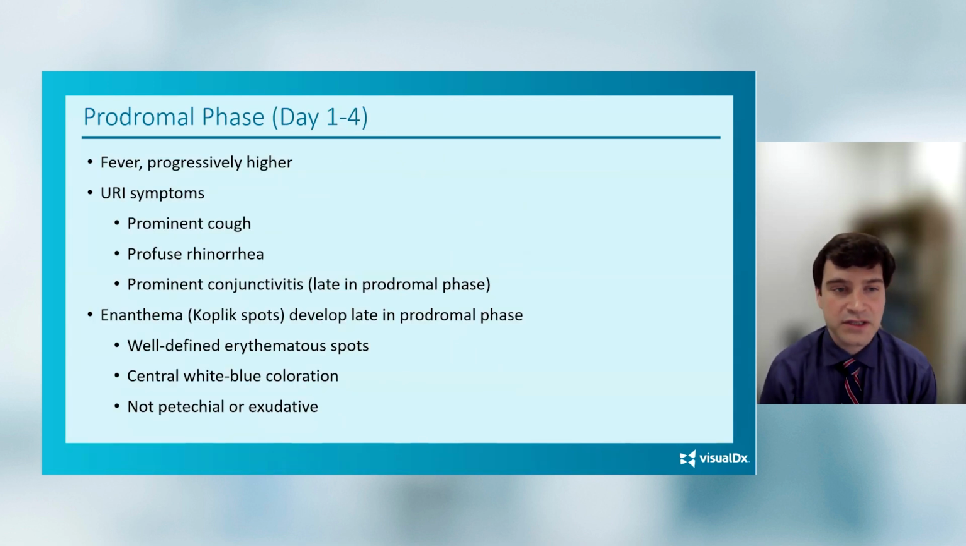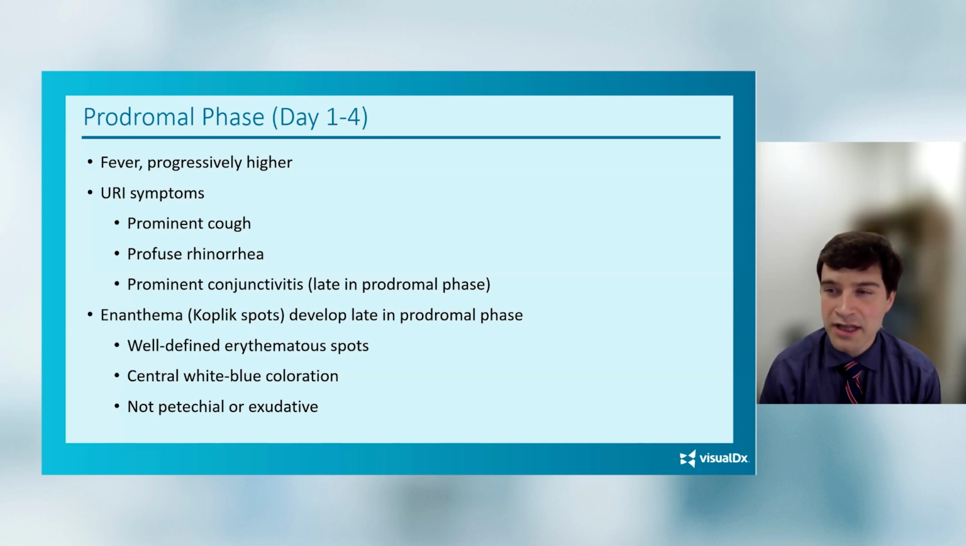So going into these different phases with a little bit more detail, and we'll show some images on the upcoming slides. The prodromal phase is this phase before the rash appears. It starts with a fever that gets progressively higher throughout this phase, and some upper respiratory infection symptoms like cough, rhinorrhea, and conjunctivitis. The conjunctivitis may not be present until late in this phase.